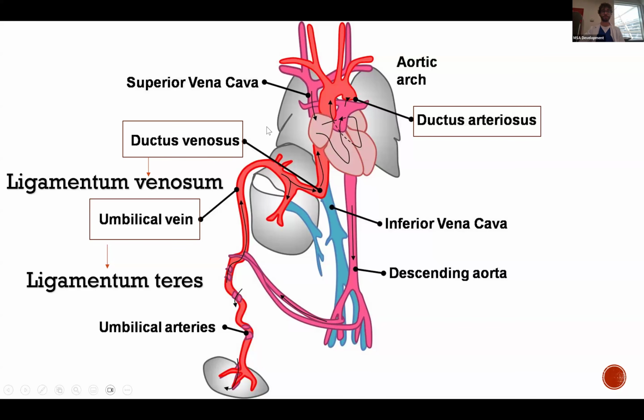Okay? Of course, something important to know, we said it earlier, only the left umbilical vein will stay. Well, notice how we only have one branch of it. The right umbilical vein disappears.